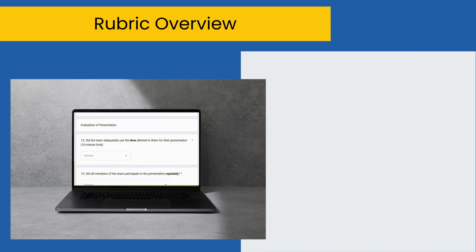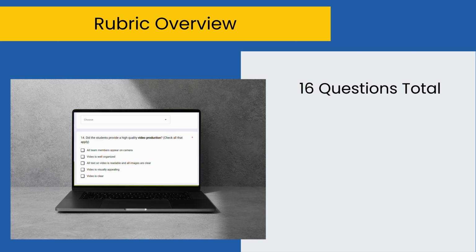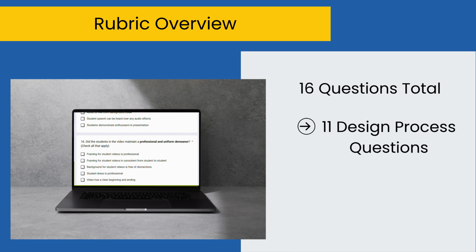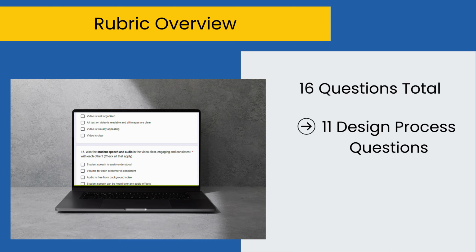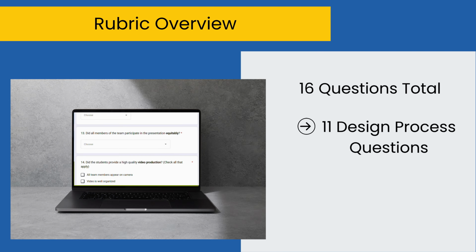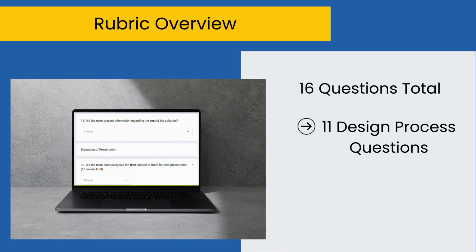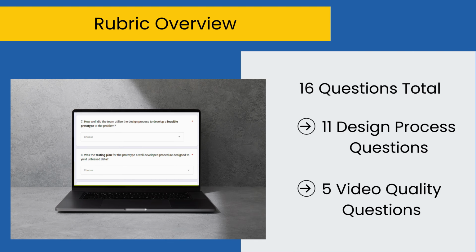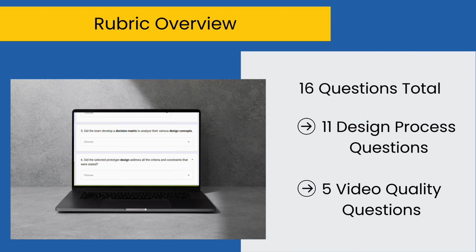The rubric consists of 16 questions. The first 11 relate to the team's demonstration of their use of the engineering design process. The questions are organized to match up with the order that these steps are covered in the EDD curriculum, but the order of topics is not a requirement. The other 5 questions relate to the production quality of the team's video presentation.